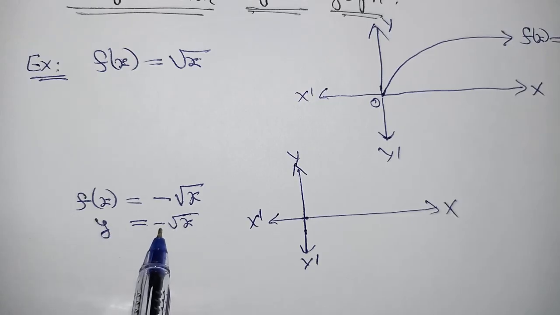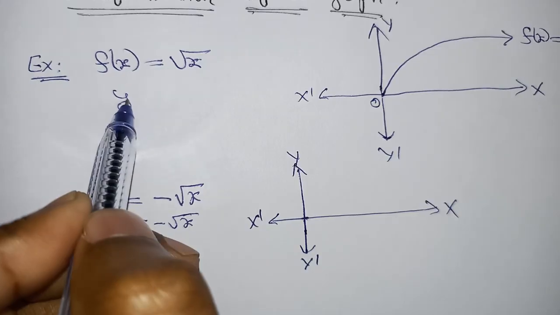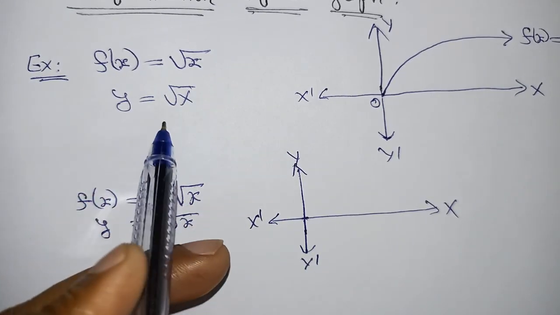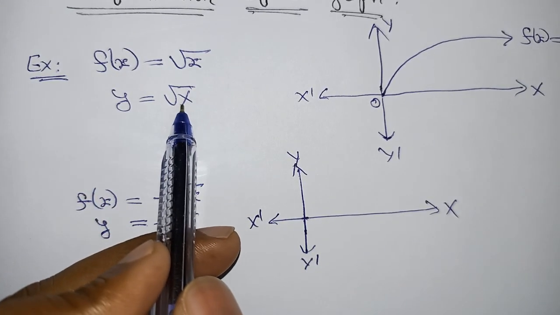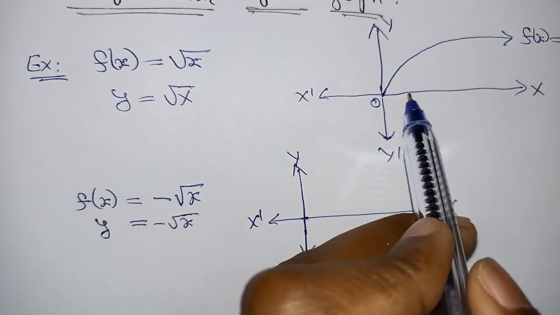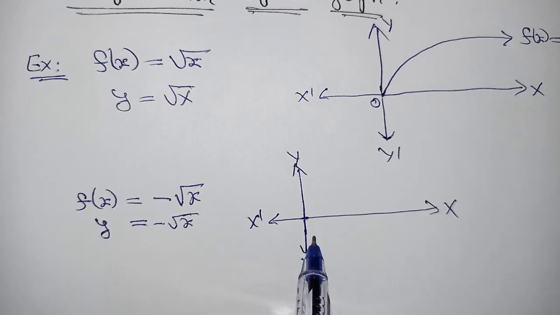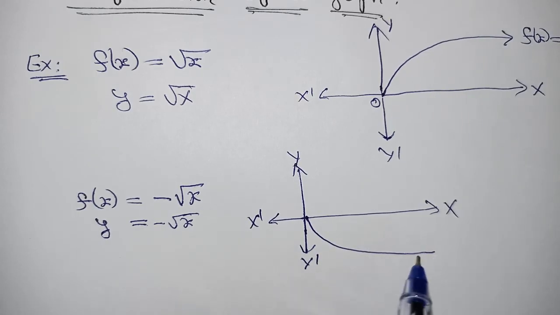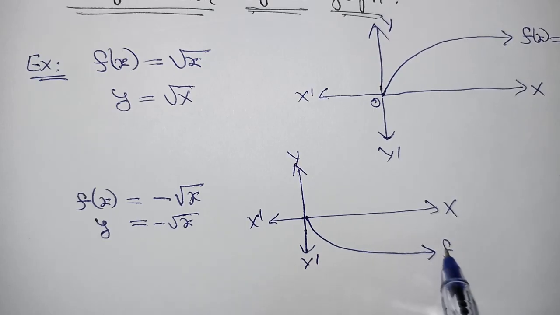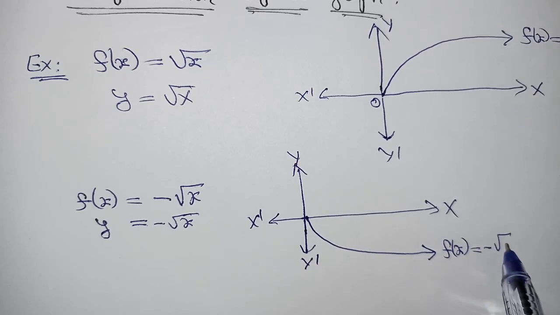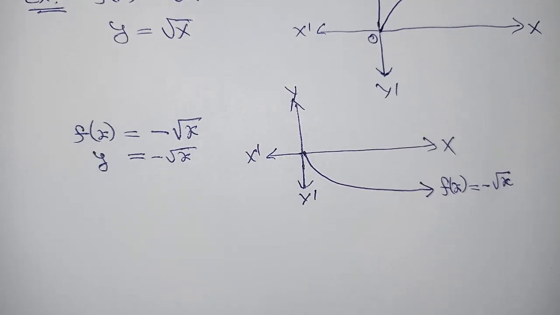Y will be negative. Here y equals square root x, that means whenever we take x, it directly gives the value of y in the positive quadrant, and when we take the negative sign, that means the value of x is the same but the value of y goes to the negative axis. So the graph will be like this, correct? So this is f of x equal to minus square root x. Whenever we take the negative sign, the graph will be like this.